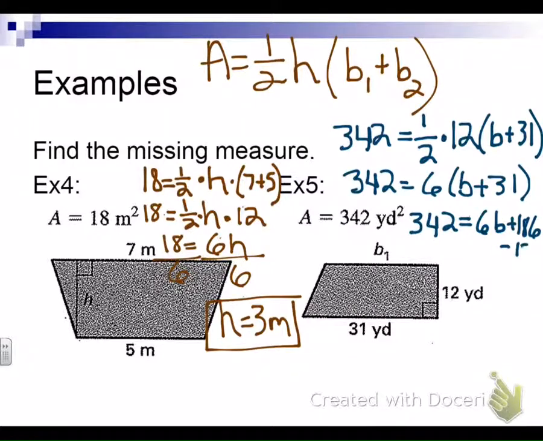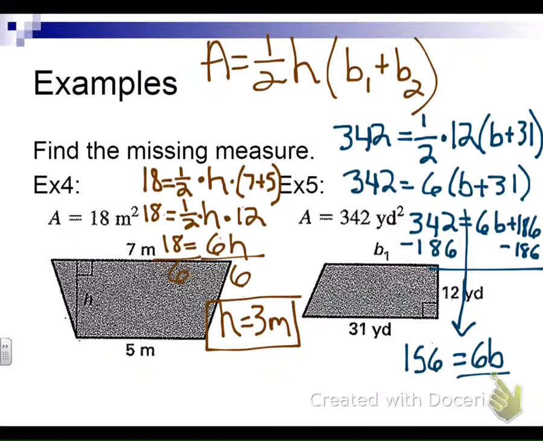Okay, I'm going to subtract 186 on both sides. What's 342 minus 186? I'm going to go down here. 342 minus 186. 156 equals 6B, so then divide that by 6, and that will give us our base. 26. 26 yards.